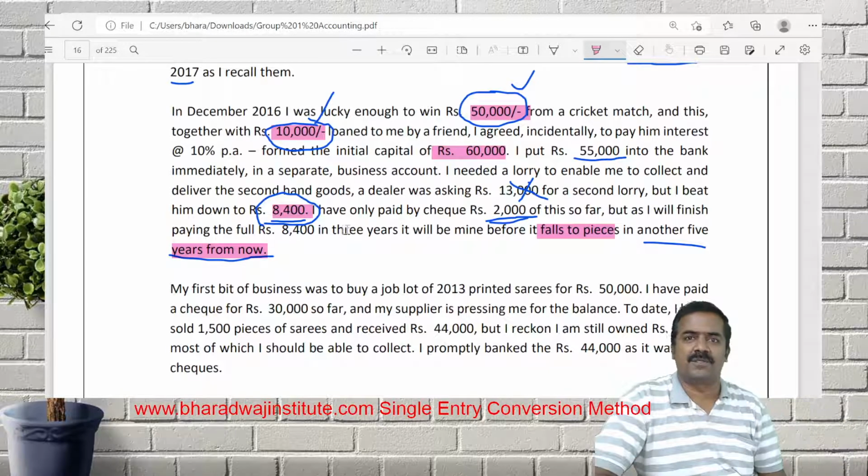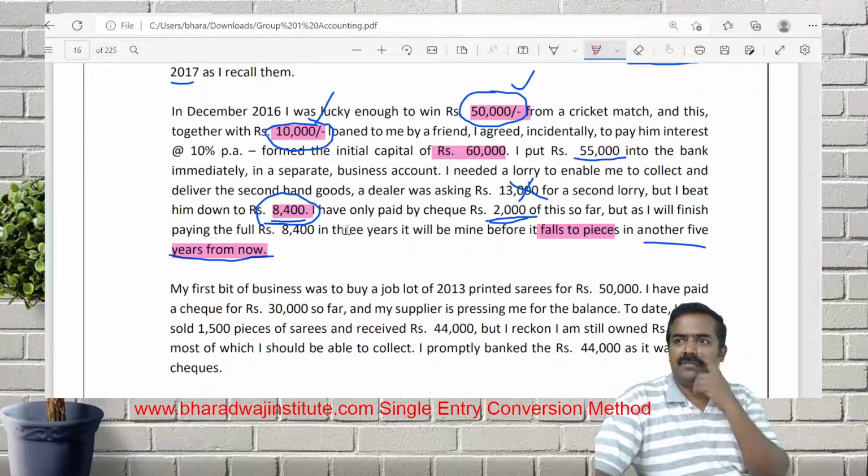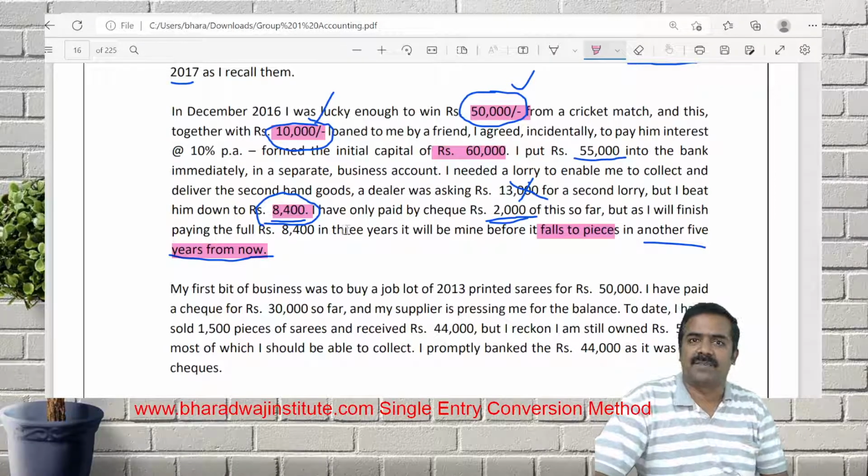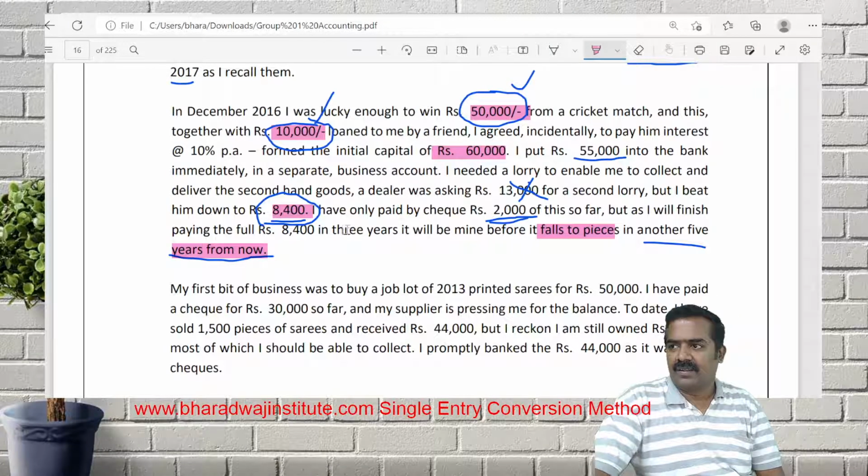"From now 5 years," he says. Already how many years are over? Already 1 year is over. Now plus how many years? 5 years. So total how many years of life? 6 years of life. I purchased at the beginning of the year, closed the business at the end of the year, and I am writing the letter to you.